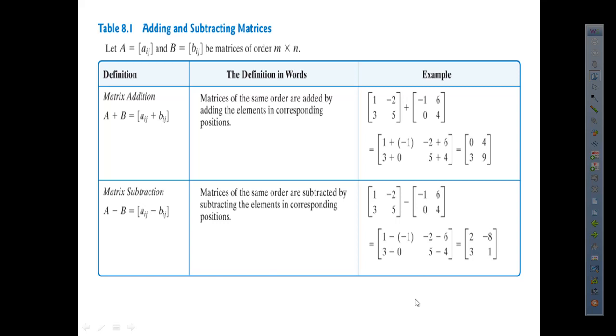So addition and subtraction of matrices are very, very easy, but the two things that have to be true are they have to be the same order, and you have to keep all the elements corresponding, and that's the only operations that you do.